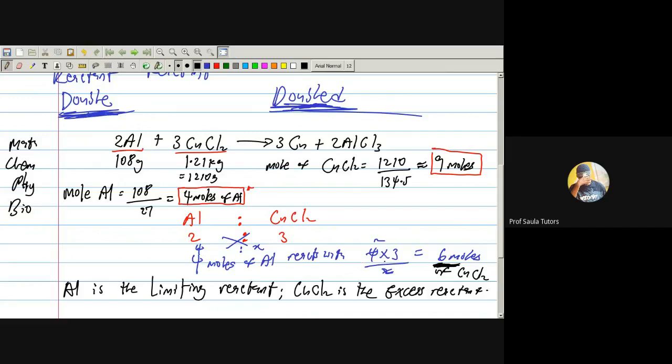So let us now look at the question. The question was to calculate the mass of copper produced. Now pay attention. This is how you now learn. If you are done writing that part, let me know. Okay, sir.